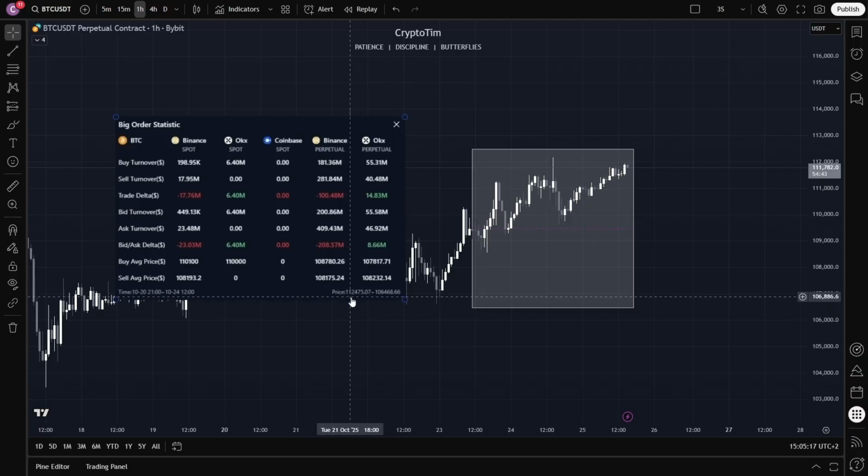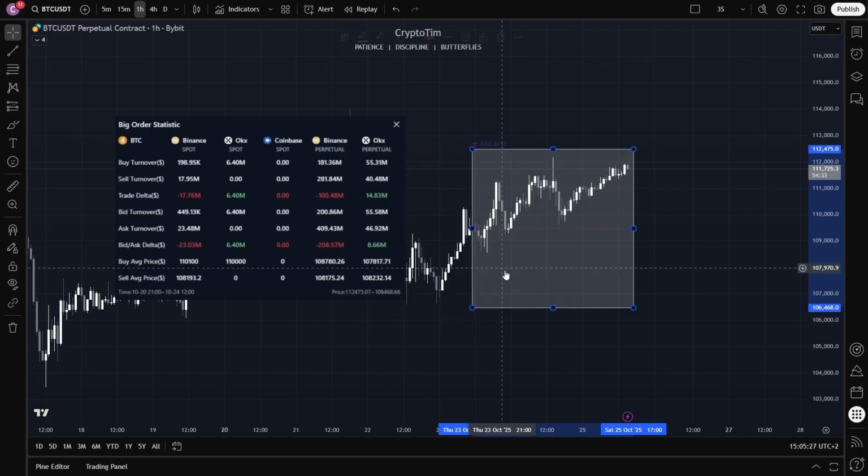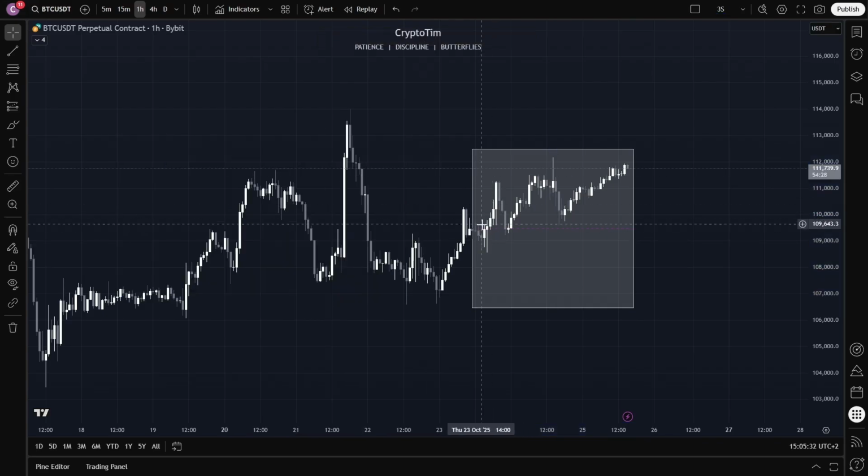So we have this range of 112,475 to 106,468, which we can see right here. I have this mapped out in this box right here. So this was the range we were looking at in this time span.